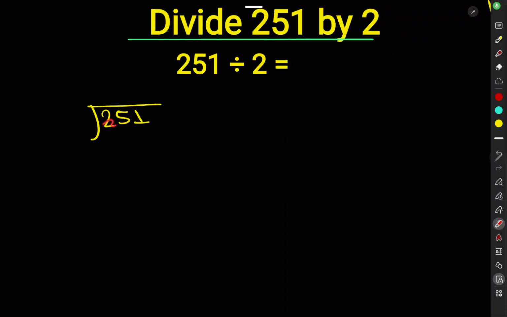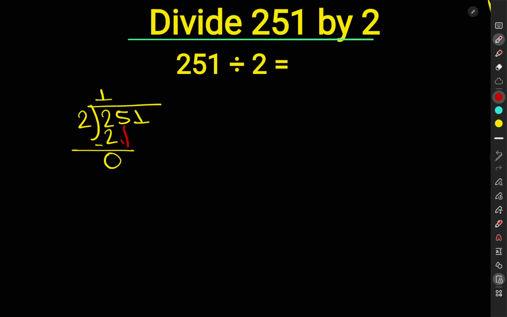Here we divide 251 by 2 in long division method. So 2 times 1 means 2. On subtracting we get 0.